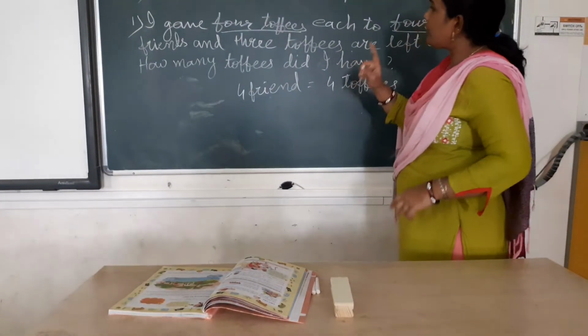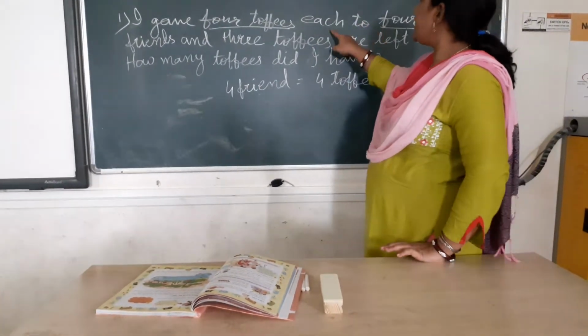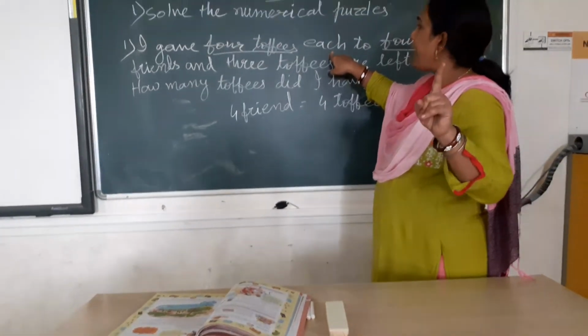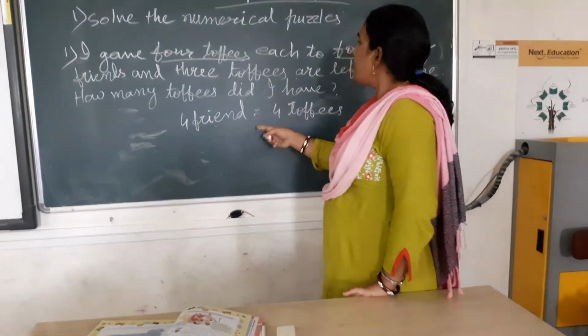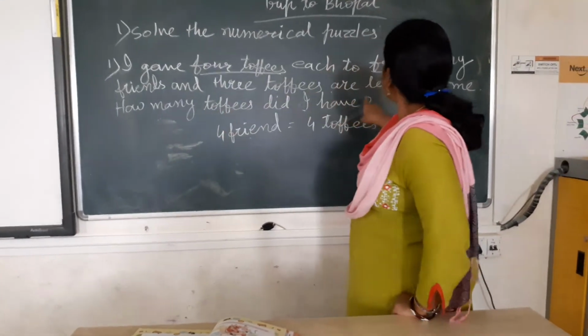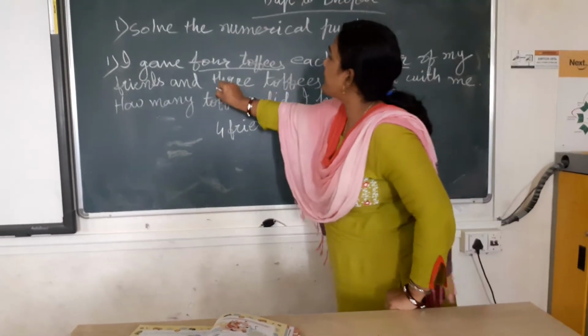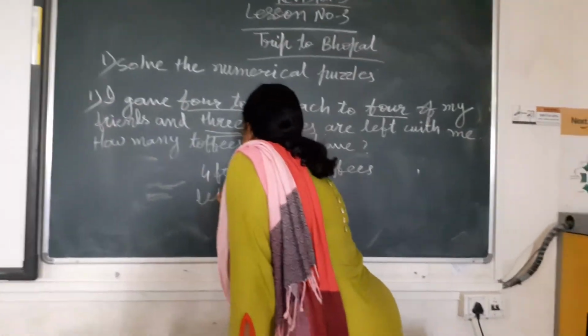So each friend got 1 toffee. Each means 1 per friend. One friend got 1 toffee. So 4 friends got 4 toffees. Then how much is left? 3 toffees left with him.